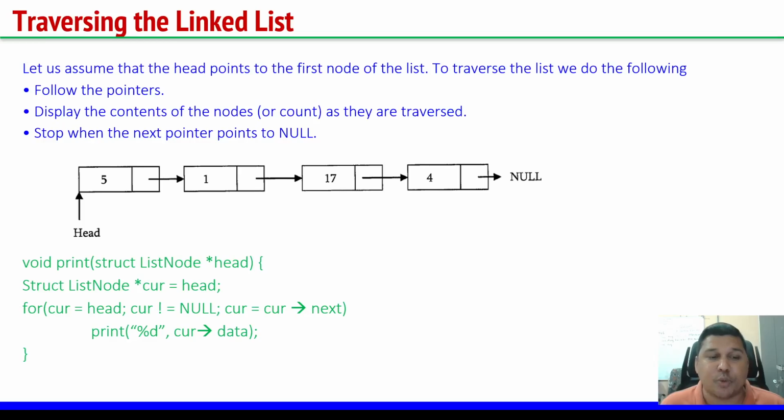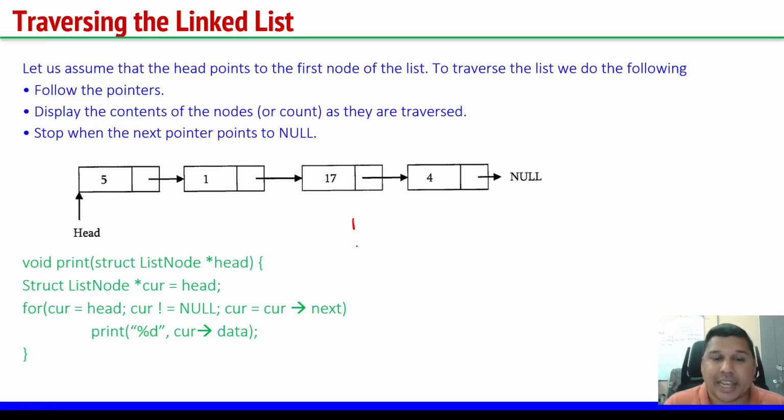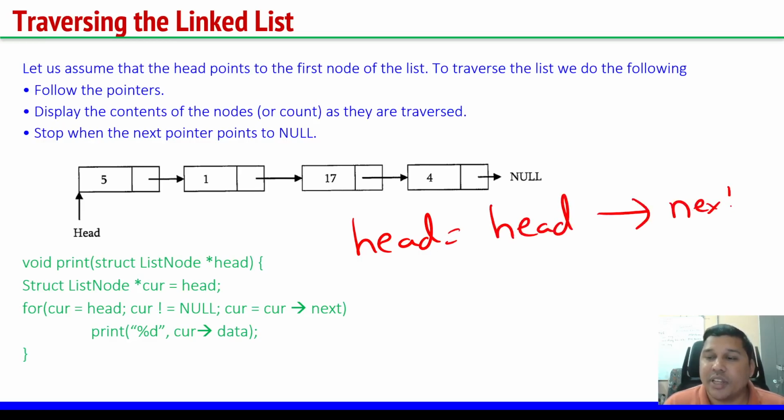Why is it important to make a temporary variable? See, head is the beginning. Head holds the starting address of the linked list. If I don't take another variable, how will I move forward? I have to move forward. I cannot move my head here. I cannot write head equal to head next. If I do this, my head will be pointing here, and this will be broken.